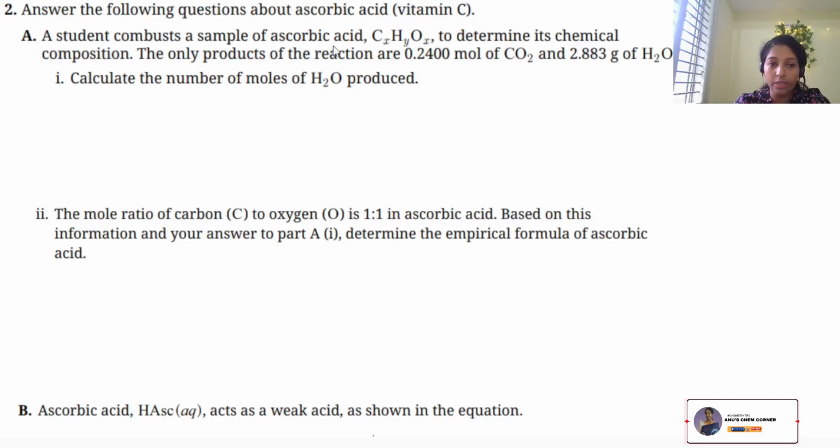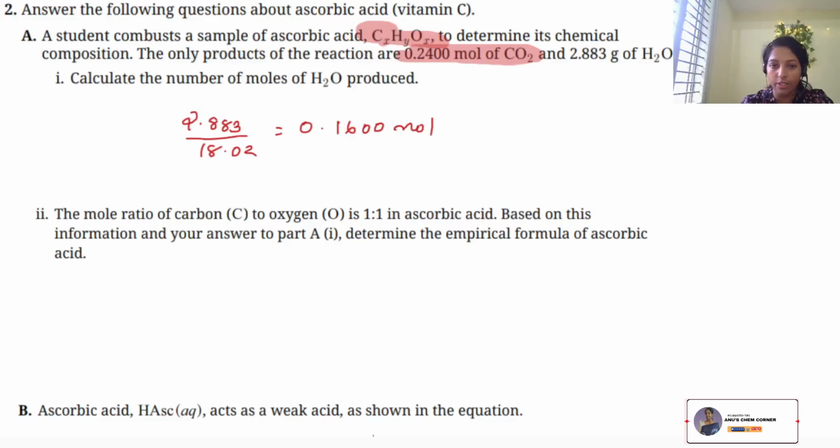Okay. A student combusted a sample of ascorbic acid, CxHyOz, and they were given 0.24 moles of CO2 and 2.883 grams of water. Calculate the number of moles of water. It's very easy, right? You can just do the given mass divided by the molar mass of water. The molar mass of water is 18.02. So that's all. I think 0.1600 mole.